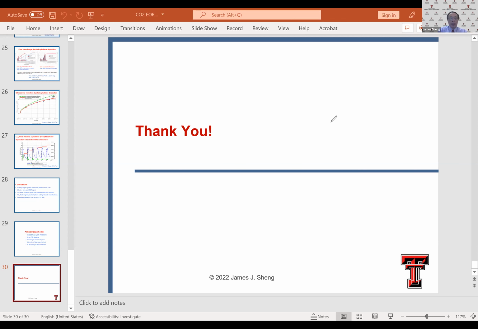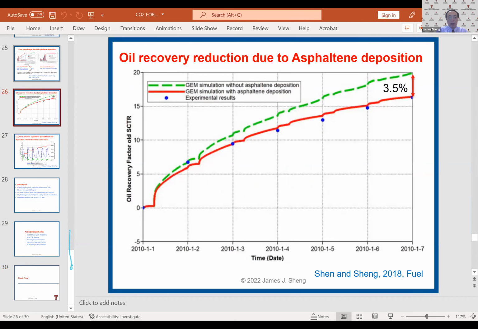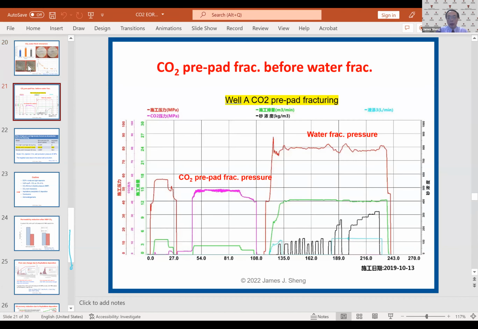And how about the injection pressure? Looks like the injection pressure for CO2 is lower than the water. Let me show here. This is the CO2 pressure. This is the water pressure, the fracture pressure. Thank you so much, and I will translate to them.